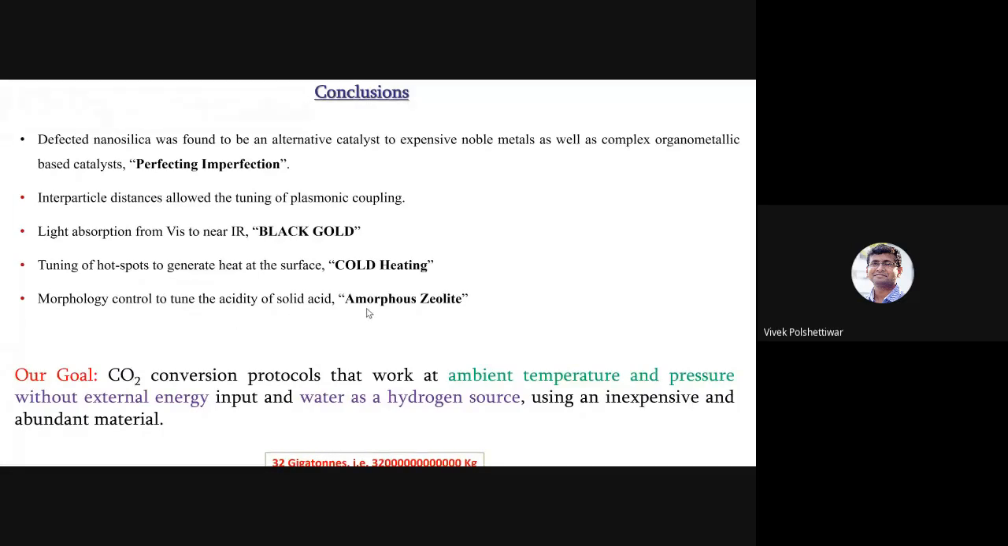And in the last example, I showed you amorphous zeolite, which is actually an amorphous aluminosilicate, which has acidity like zeolite, but porosity like amorphous silicate. The goal of my group at TIFR Mumbai is to come up with a CO2 conversion protocol that works at ambient temperature, ambient pressure, with no external energy, and water as a hydrogen source, using inexpensive and abundant material, and with great productivity, so that I can really solve these 32 gigatons of CO2 issues that we are facing, and hope one day this will be possible.